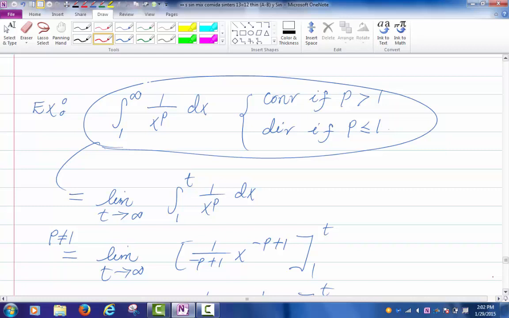So the answer, let me tell you the answer first. Remember 1 over root x and 1 over x squared? Which one was convergent? 1 over x squared, right? 1 over root x was not. So in general, when p is strictly bigger than 1, this integral would be convergent. When p is less than or equal to 1, this integral will be divergent. Are we okay with that? And I'm going to show you why that's the case in a second. Any questions, anybody?